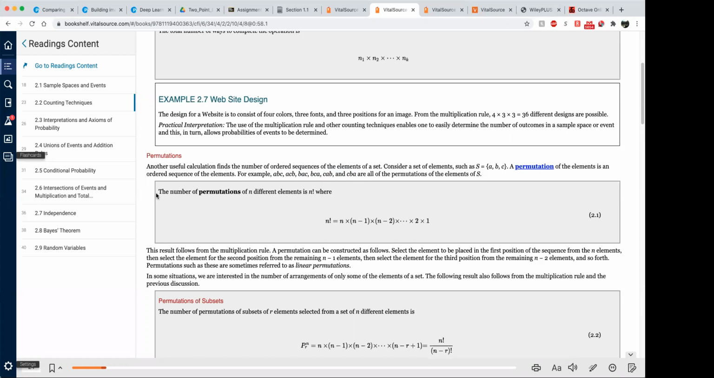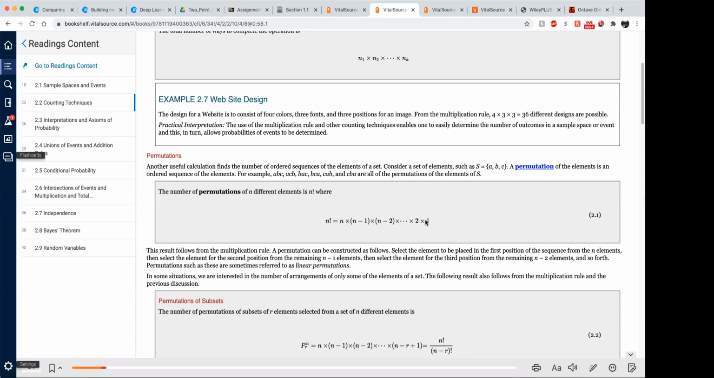The number of permutations of n different elements is n factorial. So what's the exclamation mark in mathematics? That's the definition of factorial. n factorial means n times n minus 1 times n minus 2 times through 1. For example, 5 factorial is 5 times 4 times 3 times 2 times 1, and 1 factorial is 1. What about 0 factorial? 0 factorial is defined as 1. Keep that in mind. And 4 factorial is 4 times 3 times 2 times 1.